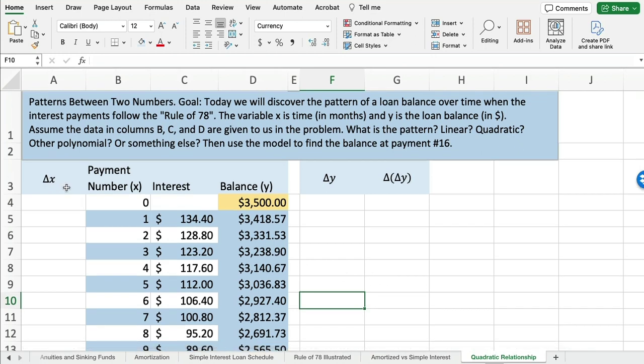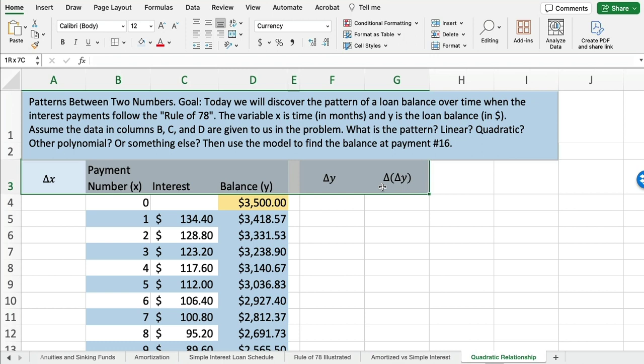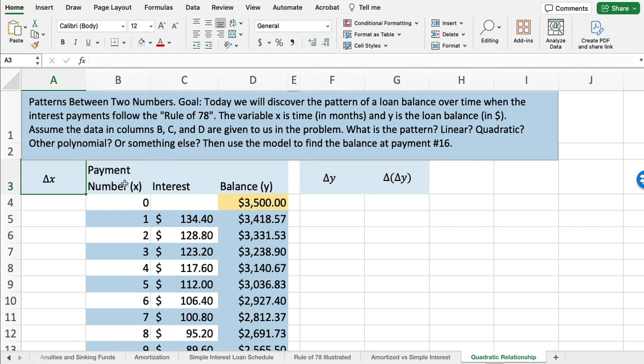And if you are familiar already with our series on quadratic and polynomial relationships, everything that you see here should look familiar. We have our x's and our y's, and right next to the x's, I have a column for delta x, and right next to the y's, I have a column for delta y, and then I have a column for delta delta y.